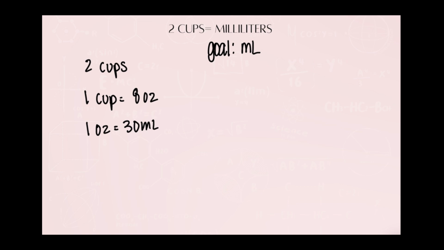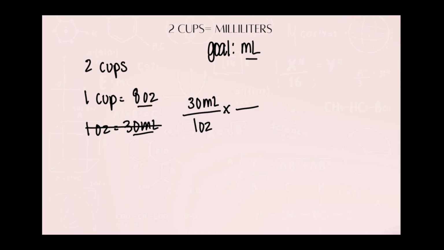Keep everything that is equal to each other with each other and on a puzzle piece. In real life, you don't separate puzzle pieces. You keep them together. You can just reposition them. So if I'm looking for milliliter, I'm starting with milliliter. So I'll do 30 milliliters over 1 ounce.